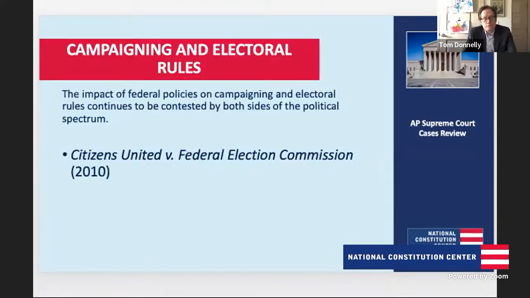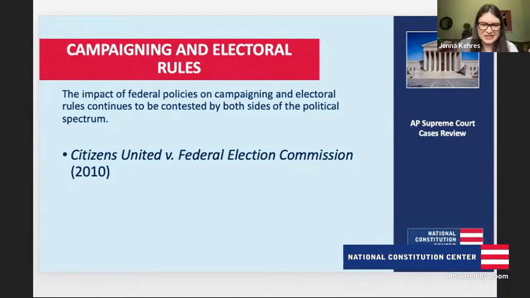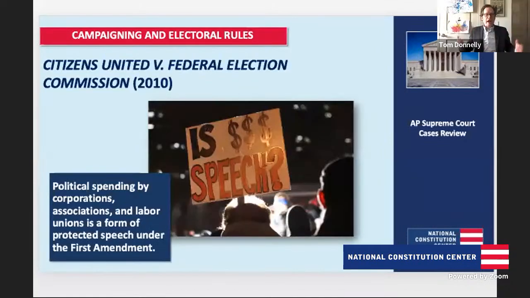Okay. All right, now we're looking at campaigning and electoral rules, and this is a key case from 2010. I think it's our most recent case on the list, and that's Citizens United versus the Federal Election Commission, or just Citizens United as it's often called. Yeah, so this is another case involving the First Amendment. It involves a law known as the Bipartisan Campaign Reform Act, and it involves a film called Hillary: The Movie, which is put out by an organization called Citizens United, hence the name in the title.